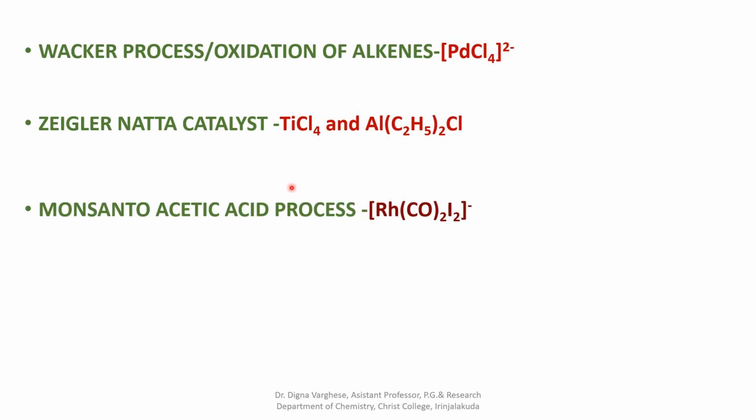And the Monsanto acetic acid process, as the name indicates, is the synthesis of acetic acid, and it uses a rhodium based catalyst, that is [Rh(CO)2I2]-. And another important reaction is the Cativa process. By this also acetic acid is synthesized, and here the compound used as a catalyst is an iridium based catalyst, [Ir(CO)2I2]-.